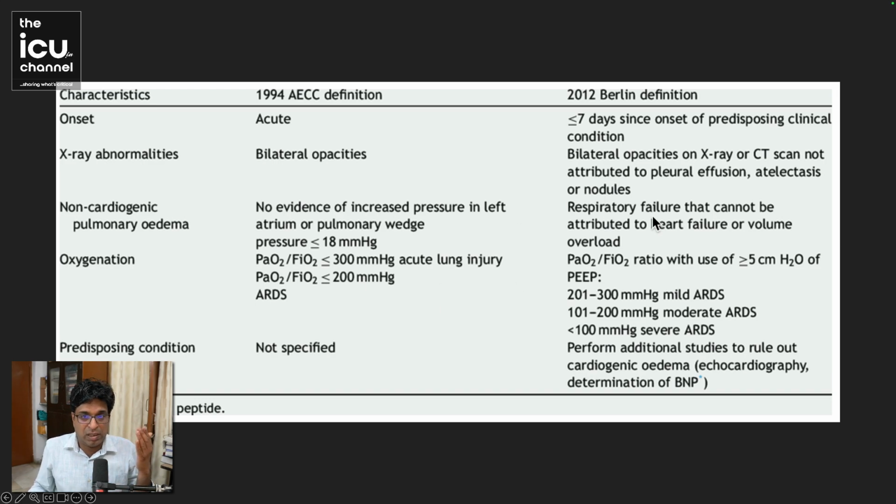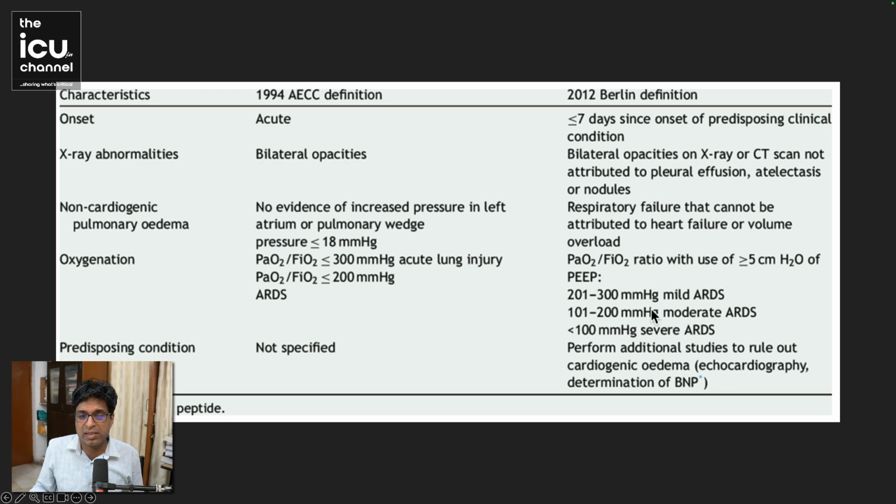Now these were the definitions. Oxygenation: they defined that if the PaO2/FiO2 ratio is less than 300, it was acute lung injury. And if the PaO2/FiO2 ratio is less than or equal to 200, then they would call it ARDS. While here they defined mild, moderate, severe.